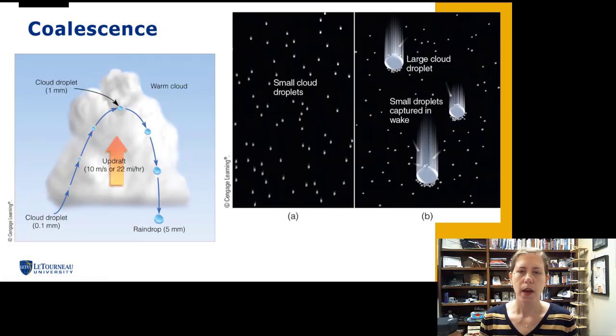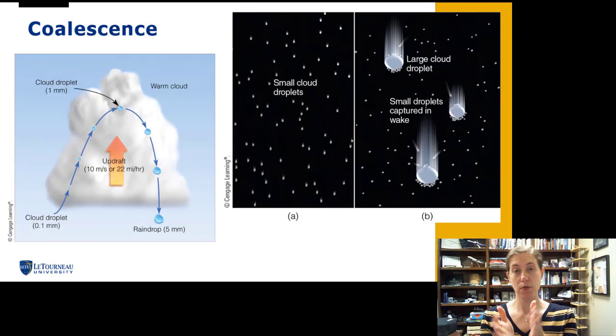We talked last time about the collision coalescence process. So what is coalescence? Well, here's a couple images that hopefully help us to piece this together. As a cloud droplet gets larger through many collisions with other cloud water droplets, it gets itself enough mass to fall down. So the definition of coalescence that you need to know is merging of cloud droplets by collision. So we have two water droplets colliding, producing a bigger drop.